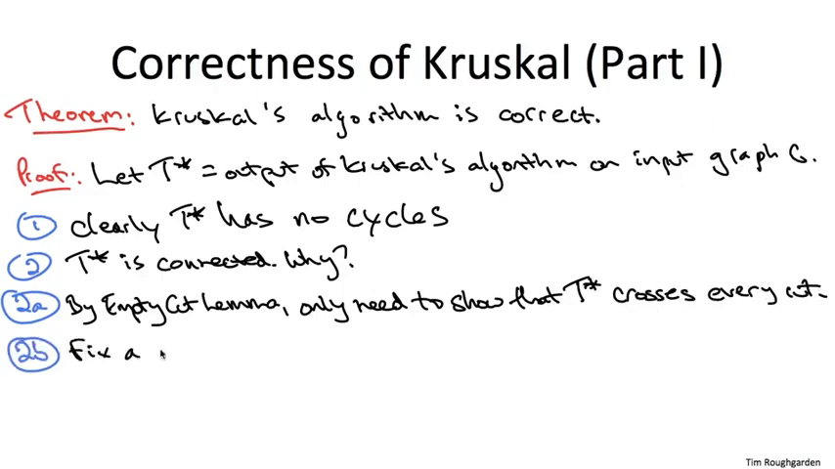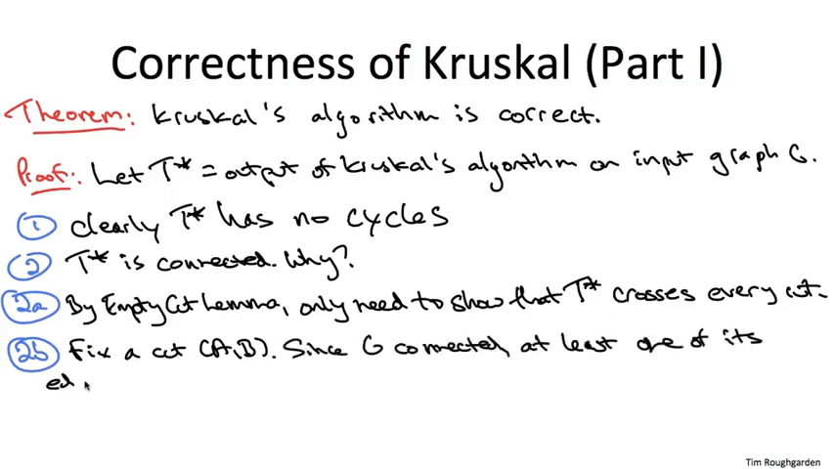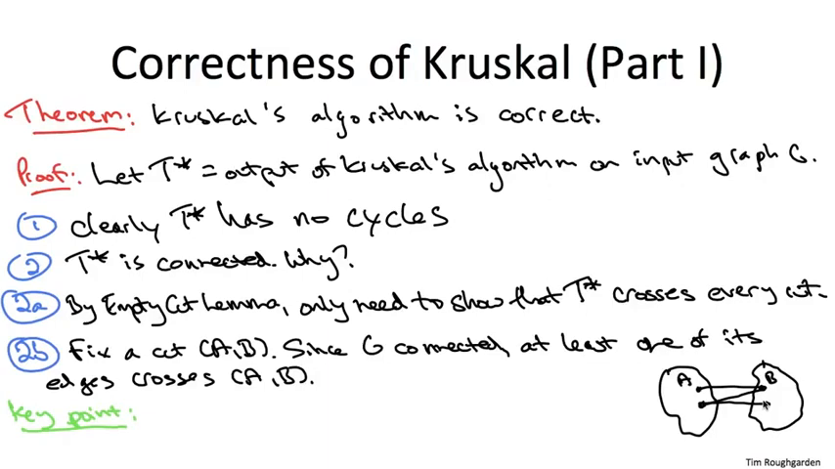To get started, let's fix an arbitrary cut (A, B). Using the assumption that the input graph is connected, it certainly contains at least one edge that crosses this cut. The question is whether or not T* contains a crossing edge, but certainly the original graph G contains a crossing edge. So here's the key point of the argument. Kruskal's algorithm, by definition, makes a single scan through all of the edges. That is, it considers every edge of the original input graph exactly once.